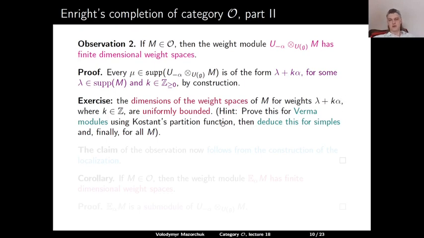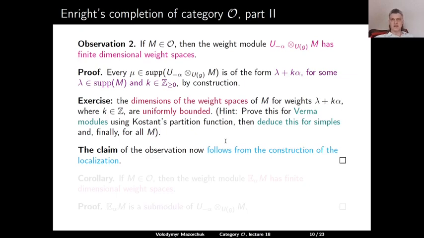Then from Verma modules we can deduce it for simple modules, and then we can deduce it for all modules because all modules in O have finite length. So now the claim of the observation follows from the construction of the localization.